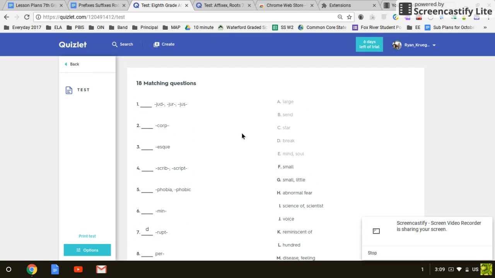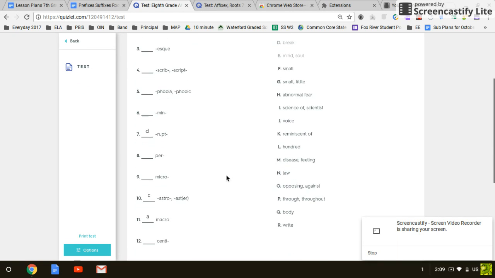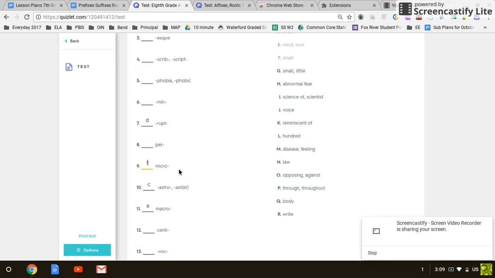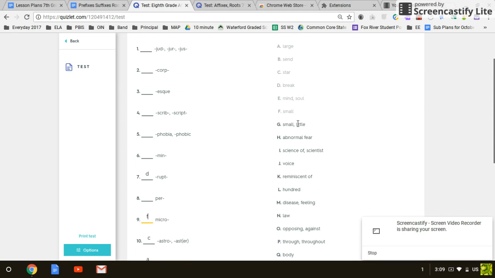Small can either be min or it could be micro. And the reason why I look at this, I look at macro as large, I look at micro as small. So those I typically do together. So micro is small, F. And then right after you do small, you can do minimum too. Min means mini as well, which is very small.